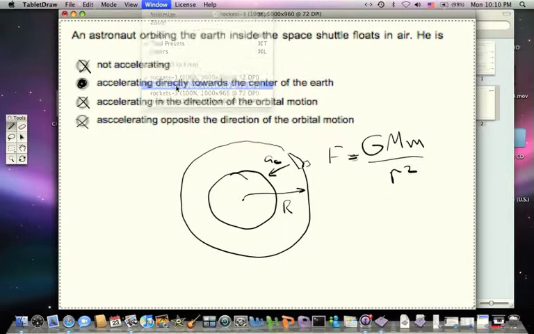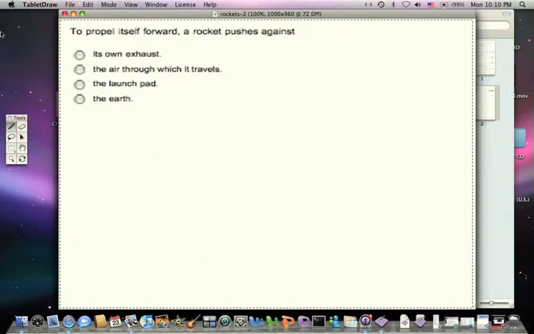Now, let's look at the second one. To propel itself forward, a rocket pushes against 1, its own exhaust, 2, the air through which it travels, 3, the launch pad, 4, the Earth.